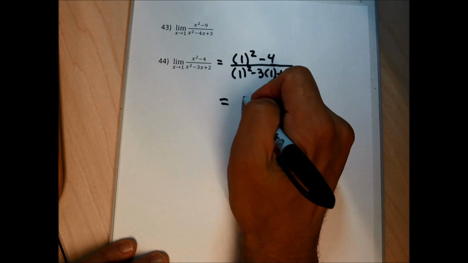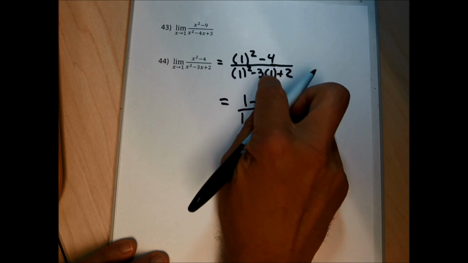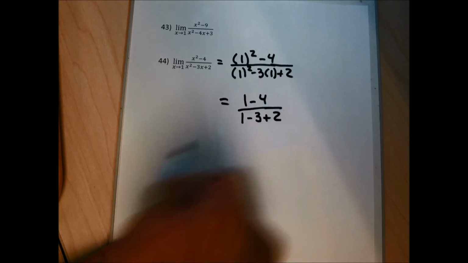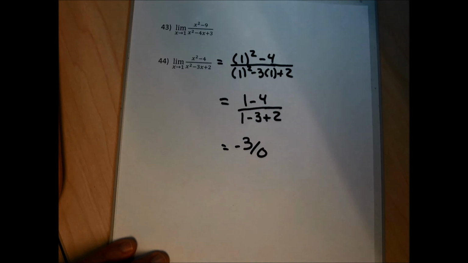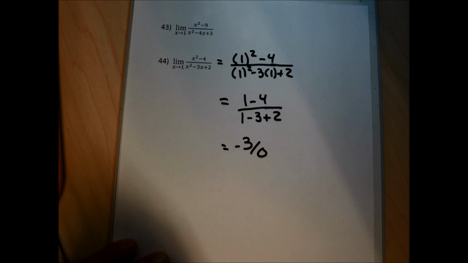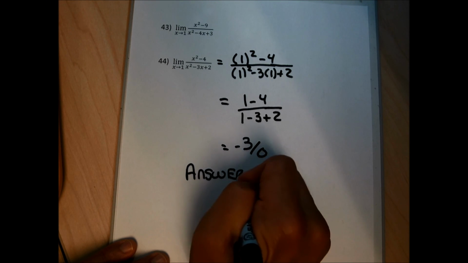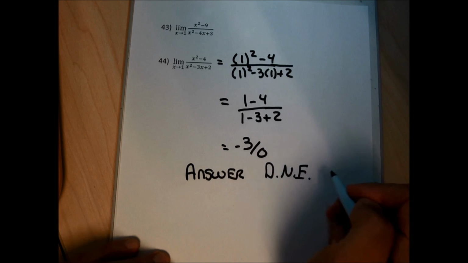So 1 squared is 1. In the denominator, 1 squared is 1. Minus 3 times 1 is minus 3. Plus 2, I get negative 3 over 0. That's undefined, and it's not a 0 over 0, so there isn't anything I can do to make the limit pop out. So my answer for this is the limit does not exist.